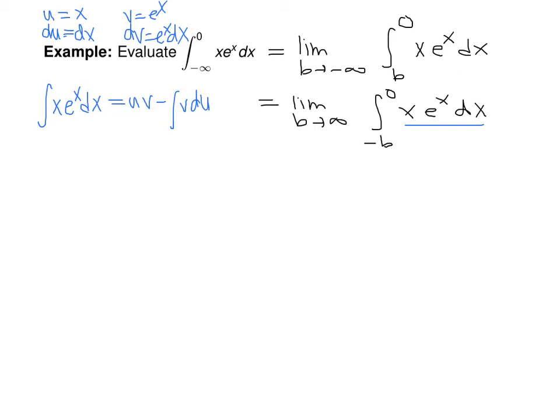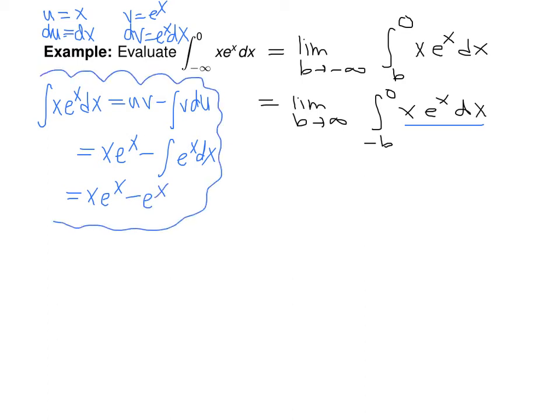So the integral of x e to the x is equal to x e to the x minus the integral of e to the x dx. So x e to the x minus e to the x. And so now we're going to use that antiderivative. So we have the limit as b goes to infinity of x e to the x minus e to the x evaluated from negative b to 0.